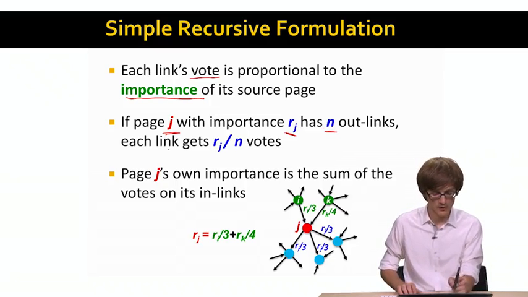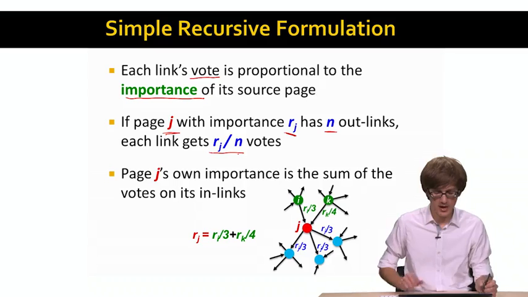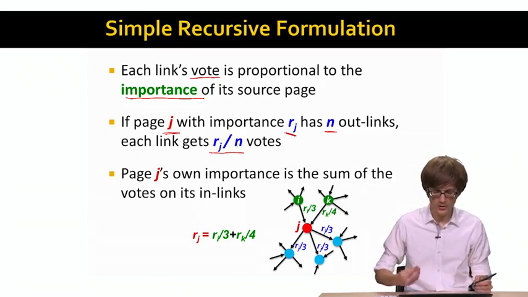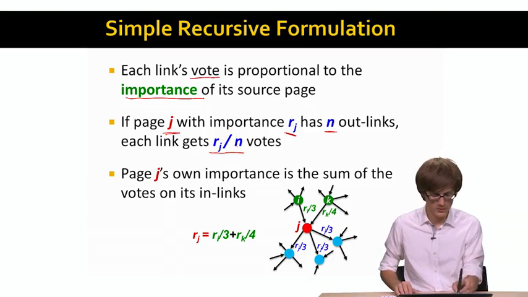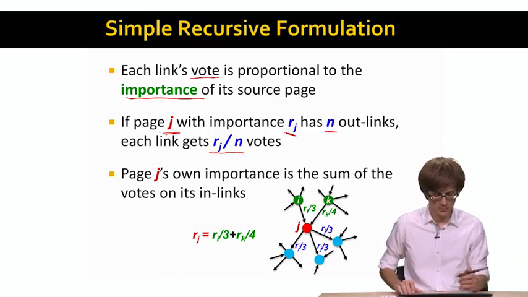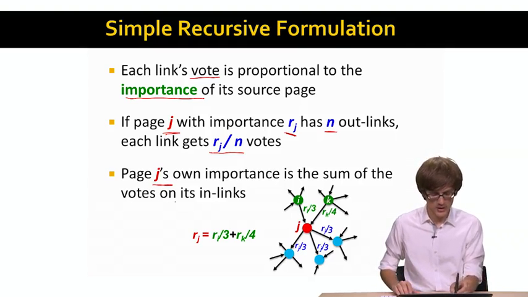So then the way we will say is that now this importance r_j of page j basically gets split on all of its outgoing links evenly. So each link gets r_j divided by n votes, or amount of importance, to spread to the target. So now this is how the importance gets from j to the pages it points to. And in a similar way, we can define the importance of j as the sum of the votes that it receives on its in-links.